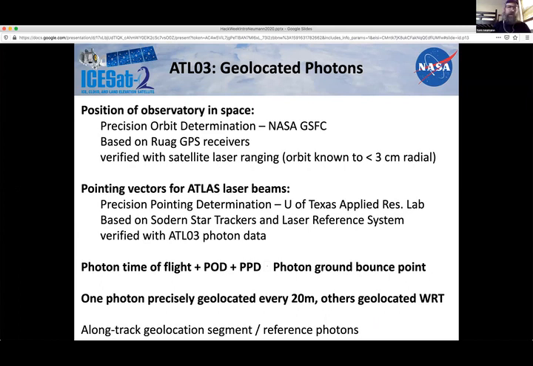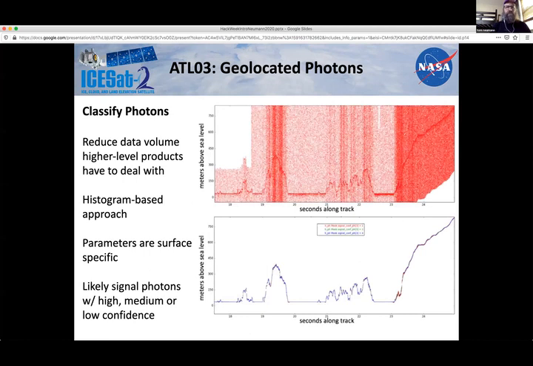Let's go on to the next slide. So what does this data look like? You get a figure such as you see here. In that top figure, we have meters above sea level on the y-axis, time along track on the x-axis, and each one of those little dots is a photon that ATLAS detected and telemetered data for. You can see the background photons up above the surface. It's sort of that pink cloud-looking thing, or a haze, I guess, of dots.